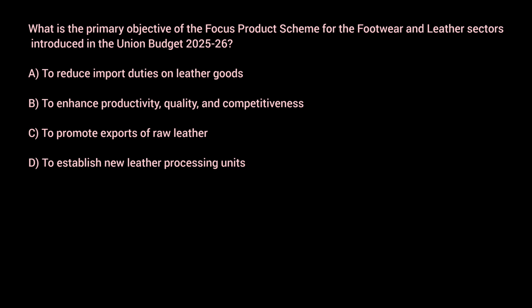What is the primary objective of the focus product scheme for the footwear and leather sectors introduced in the Union Budget? Option A to reduce import duties on leather goods. Option B to enhance productivity, quality and competitiveness. Option C to promote export of raw leather. Option D to establish new leather processing units. Here the correct option is option B.